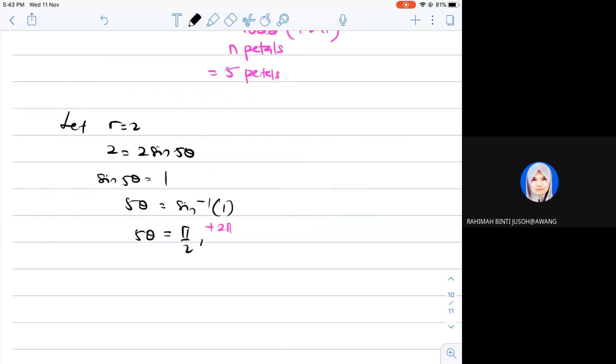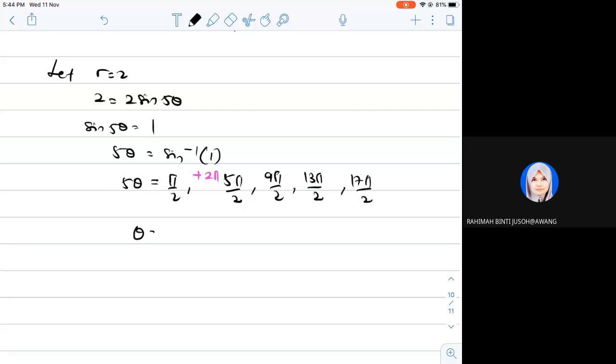Pi over 2 plus 2 pi becomes 5 pi over 2. Again, plus 2 pi. So you will get 9 pi over 2. And then plus 2 pi again, 13 pi over 2. And then 17 pi over 2. Okay, so theta should be divided by 5: pi over 10. Pi over 2 divided by 5, pi over 10. 9 pi divided by 5, 9 pi over 10. 13 pi over 10, 17 pi over 10.